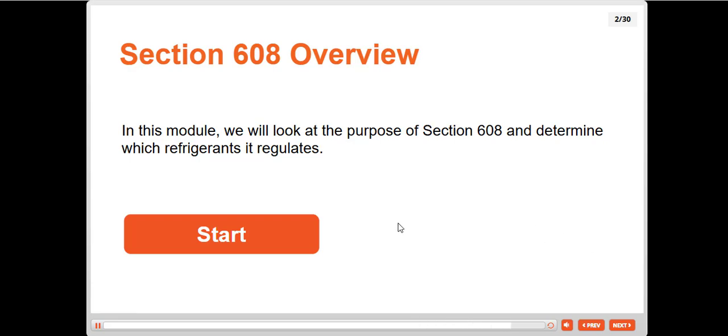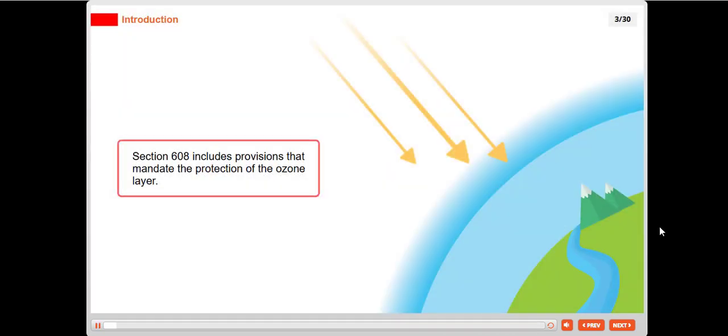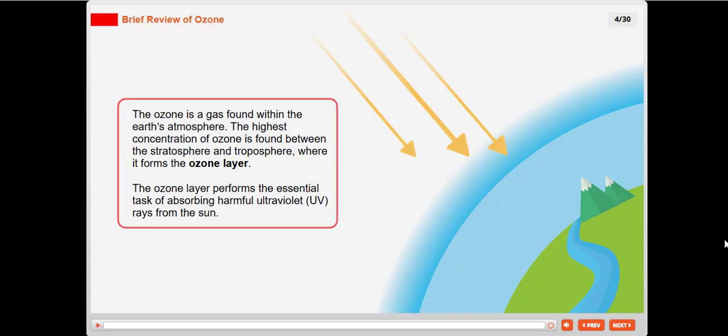Section 608 includes provisions that mandate the protection of the ozone layer. Ozone is a gas found within the Earth's atmosphere. The highest concentration of ozone is found between the stratosphere and troposphere, where it forms the ozone layer. The ozone layer performs the essential task of absorbing harmful ultraviolet rays from the sun.